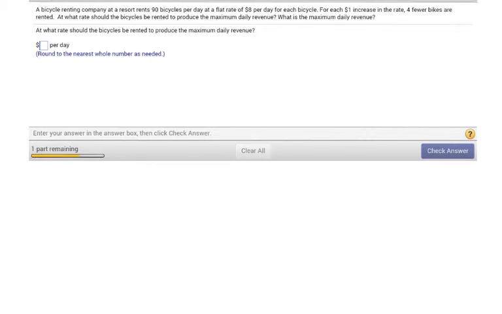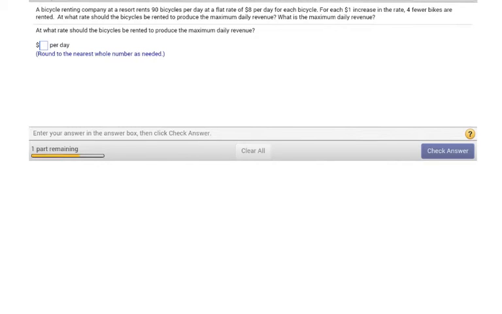So, what do we know? We're renting 90 bicycles a day for $8 each bike. And for each $1 we increase the rate, say we want to rent them for $9 a day, that's a $1 increase from what we currently have, then we're going to rent 4 fewer bikes, because not as many people want to pay $9 as will pay $8. So from this information, we've got to find some equations and then figure out what our quadratic equation will look like. After that, it's just applying the vertex formula.